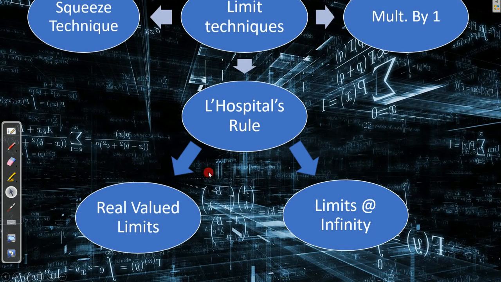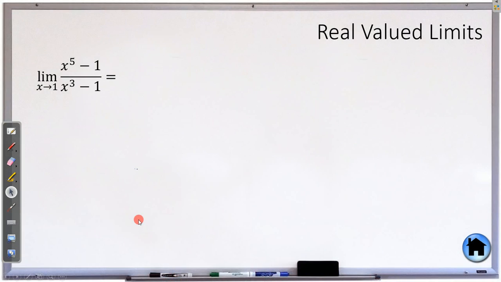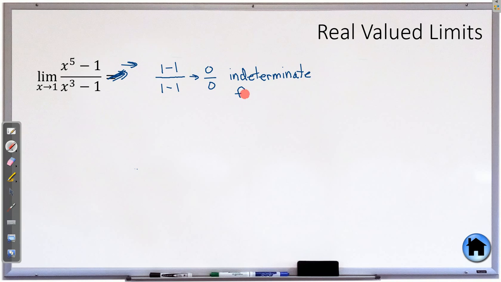So let's take a look at how this works with a simple real valued limit. So here we have a limit as x approaches 1. And so what we do first is we try to plug in 1 to see what happens. So it's not really equal to, so I'm just going to put an arrow. If we try to plug in 1, we get 1 minus 1 on the top. On the bottom we get 1 minus 1, which is 0 over 0, which is an indeterminate form. And so this says that we are allowed to use L'Hôpital's rule.